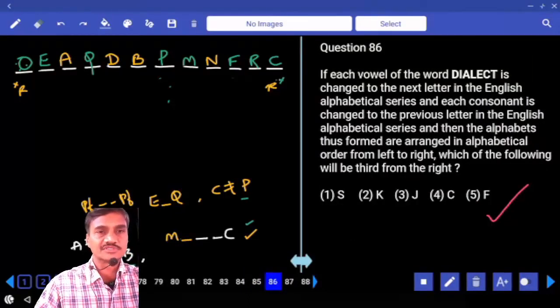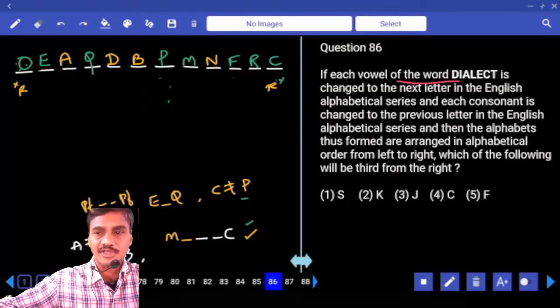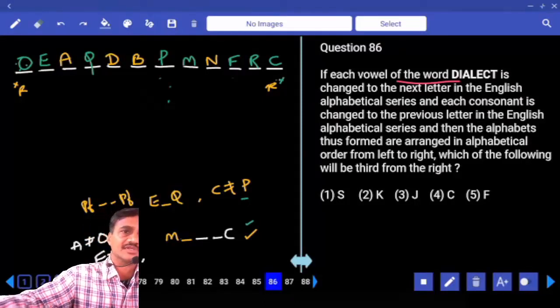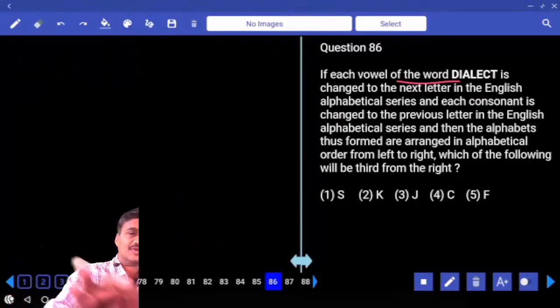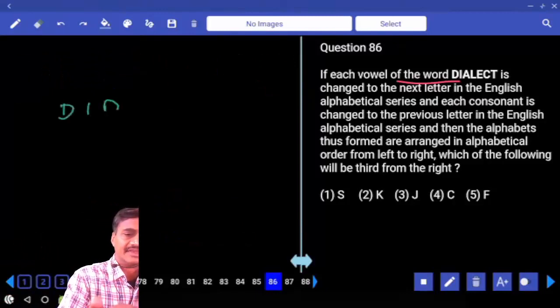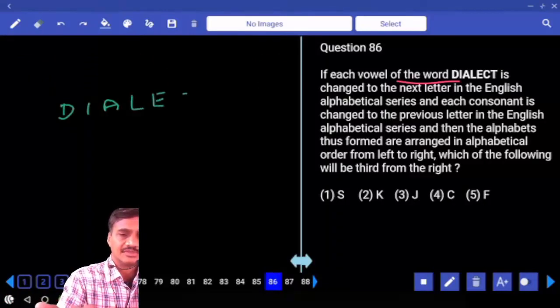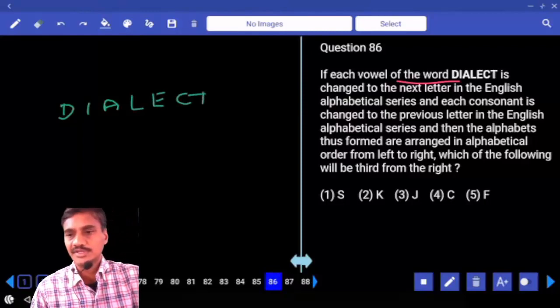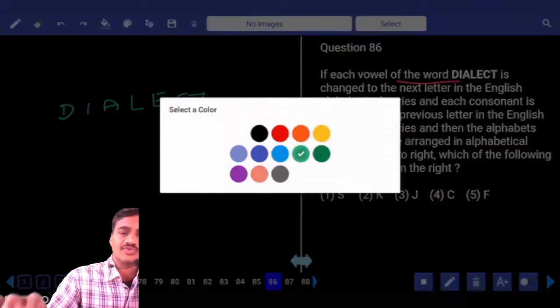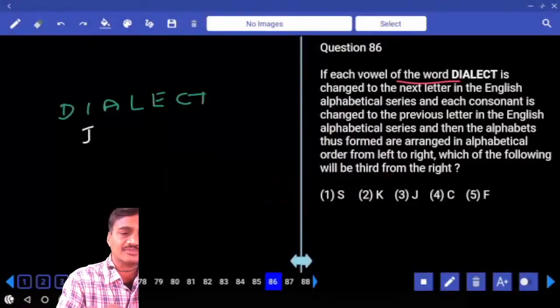Now question 86 is based on condition. If each vowel of the word "dialect" is changed to the next letter... The question is about the word D-I-A-L-E-C-T. Each vowel is changed to the next letter: I will become J, A will become B, and E will become F.